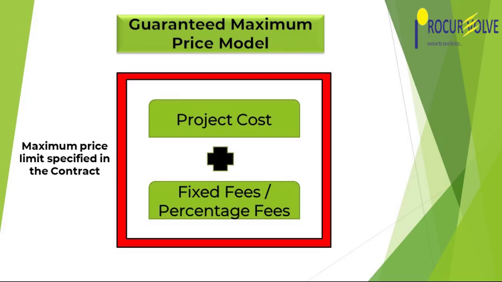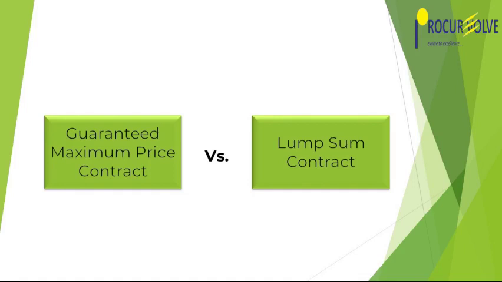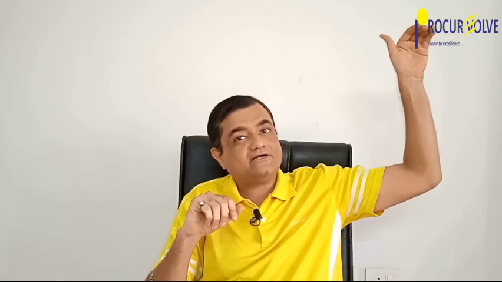So now the question arises is, then what is the difference between the lump sum contract and the guaranteed maximum price contract? There is a big difference. In lump sum contract, if the cost increases beyond the lump sum price agreed between the contractor and the project developer, that cost will be borne by the contractor. That is what we have discussed earlier.